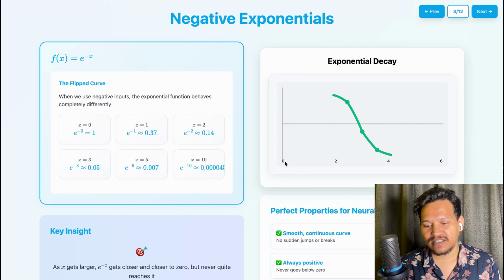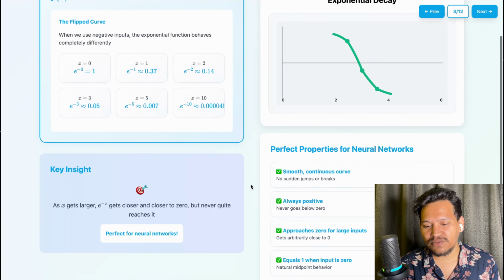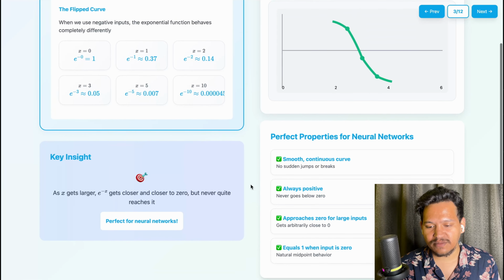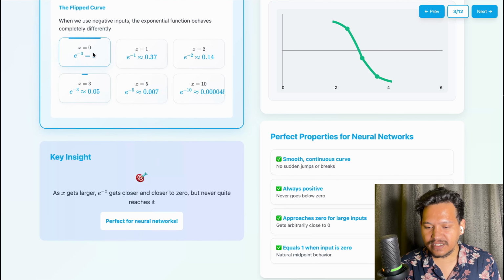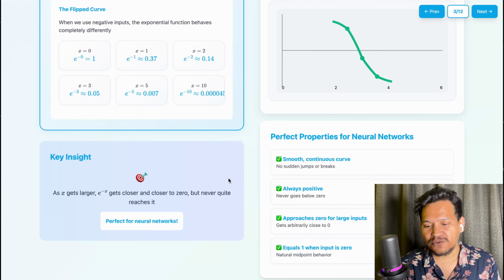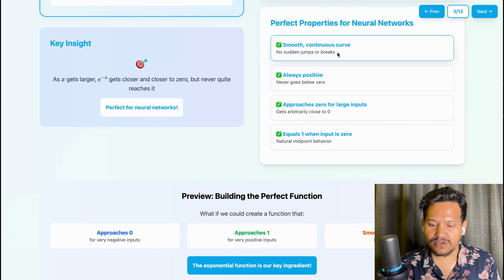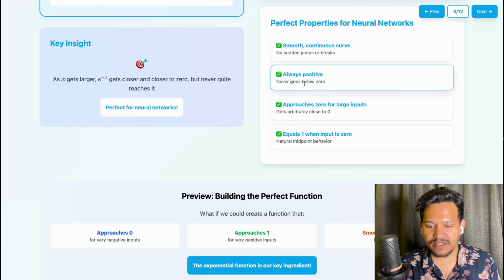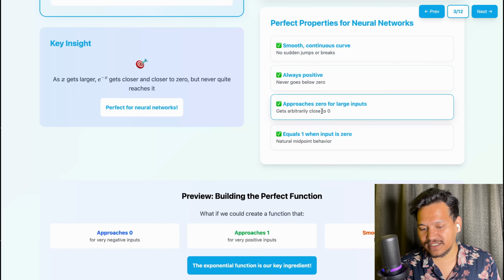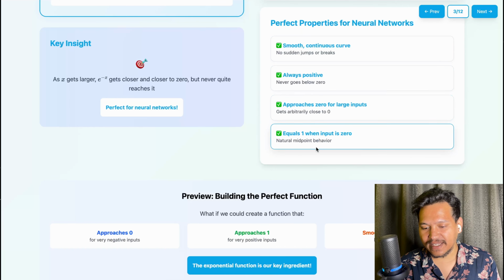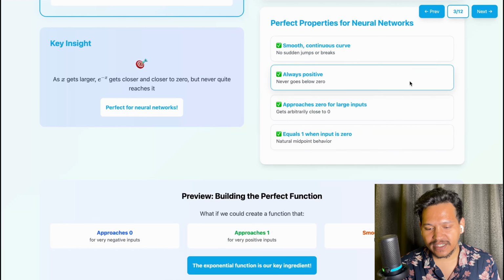This gives us exactly what we need. A smooth continuous curve, always positive, never negative. Approaches 0 for large inputs, equals 1 when input is 0. Here's a hint of where we are going. What if we could create a function that approaches 0 for very negative inputs, approaches 1 for very positive inputs, with smooth transitions between them? The exponential function will be our key ingredient.